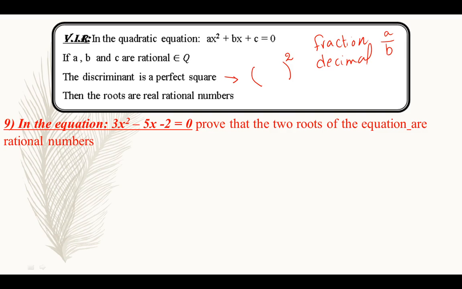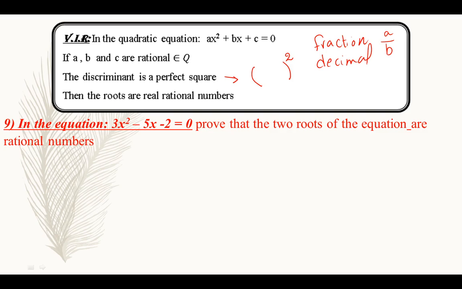Perfect square means that you can write it as a square bracket to the power of 2, or you can find it as a number that has a square root, something like 9, 16, 25. So if the discriminant is a perfect square, the two roots are real rational numbers.